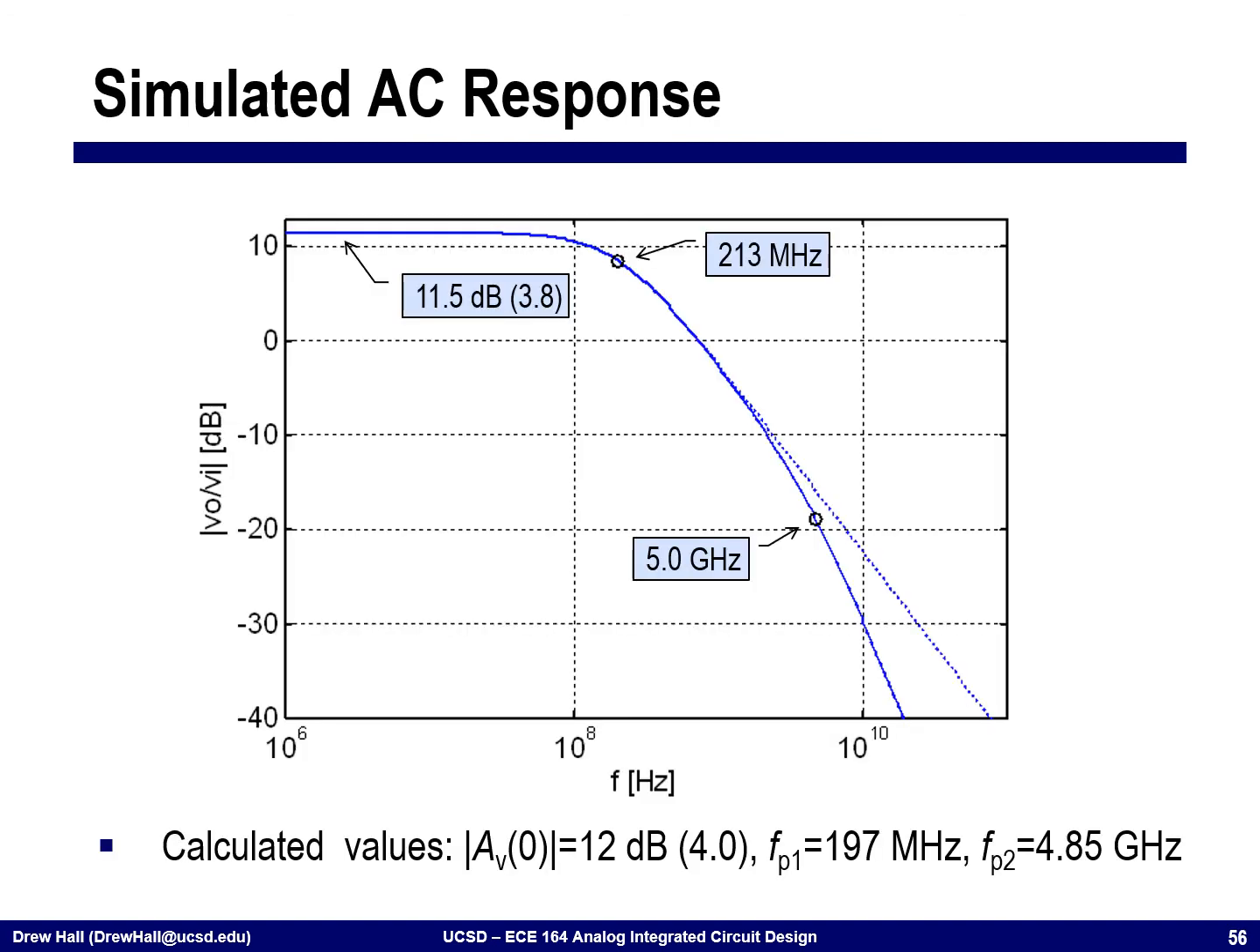Okay, so how does this actually simulate out? Running an AC simulation on this circuit, we ended up with 11.5 dB of gain, which is approximately 3.8. Our first pole was at 213 megahertz, and our second pole was at 5 gigahertz. Again, with hand calculation we were aiming for a gain of 4, so we're within 10%. Our poles are actually very close, well within 10%, for both our dominant and our non-dominant poles.